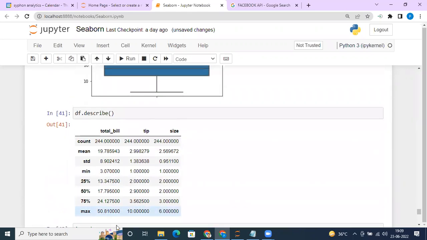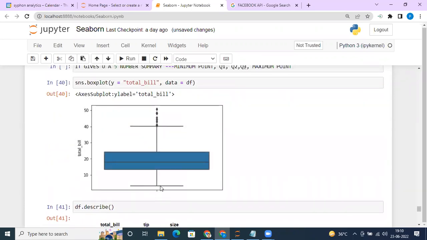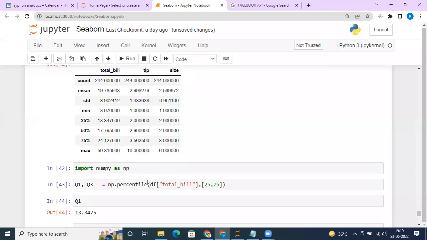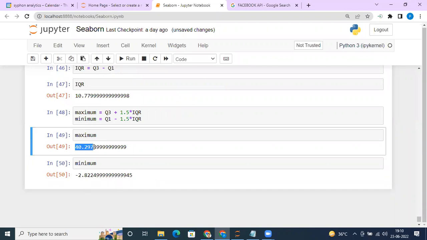Now come here. From this, you can check. Oh, sorry, not from this, from this. In negative side, we don't have any data points available which are below this minimum point. So no problem, there is no outlier. But here we have an outlier. So I want to filter my data frame so that it should not have any outliers. And how can I decide that? Anything in the total bill column which is above 40 point something, it is the maximum value now. See, same I'm getting, 40.29. So anything above 40.29 is outlier.